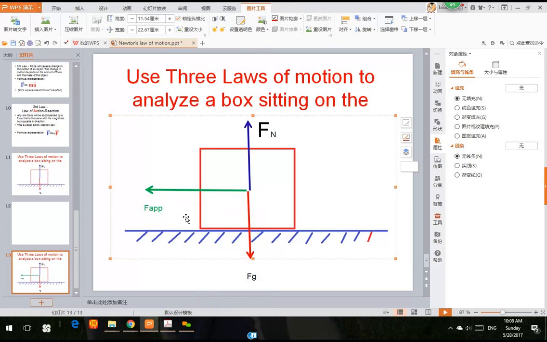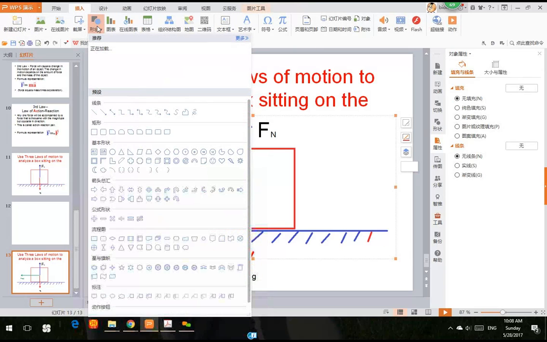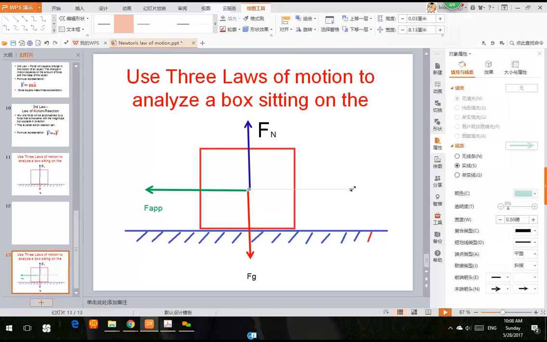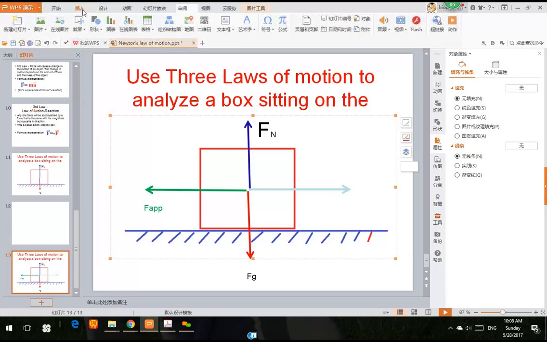Yes, that's right. Thank you. Because there's a friction force countering it, right? To which direction? Yes, to the right. Okay, this is friction.